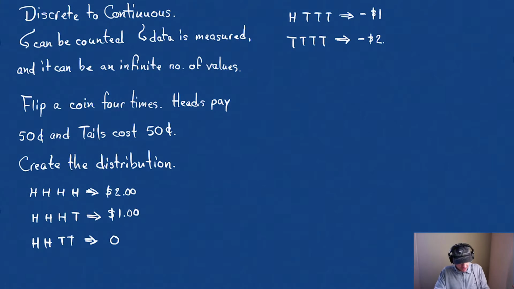Okay, here we are. The probability of four heads is 1 out of 16. The probability of three heads is 4 out of 16. The probability of two heads is 6 out of 16.